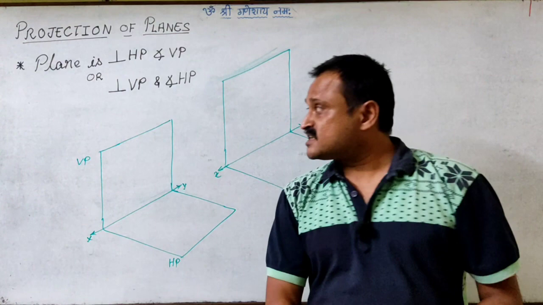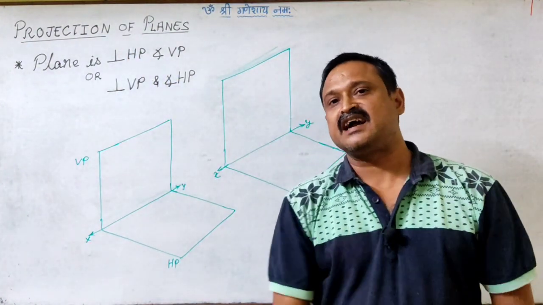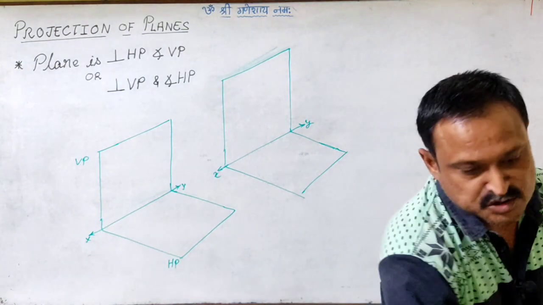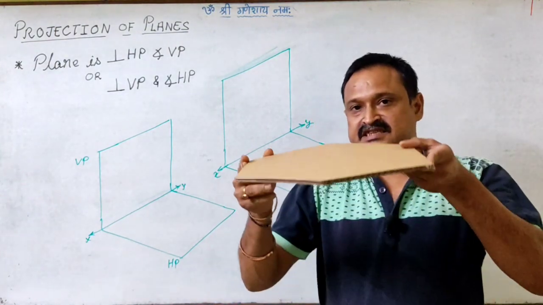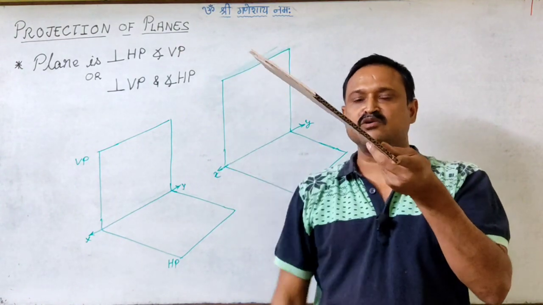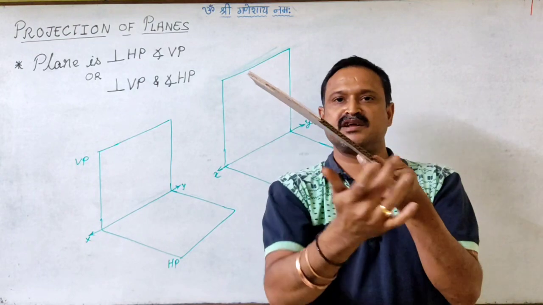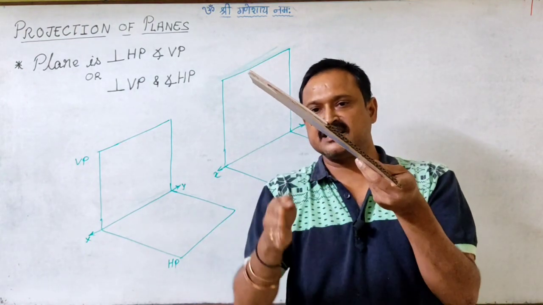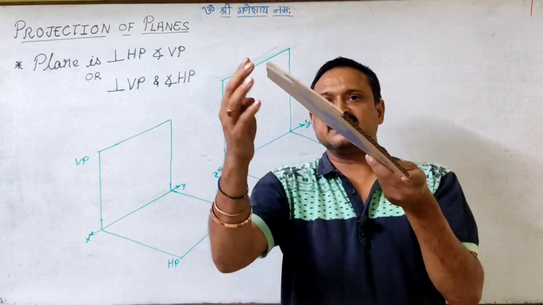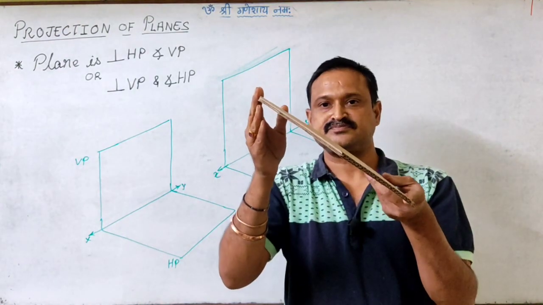So let's see the next condition now, where a plane is perpendicular to one of the reference planes and it is inclined to the other plane. So as if you see, this is perpendicular to VP and this is inclined to HP. So the plane is perpendicular to VP because you are able to see the trace length, and it is inclined to HP. And the inclination of this plane is given by the trace of this plane.